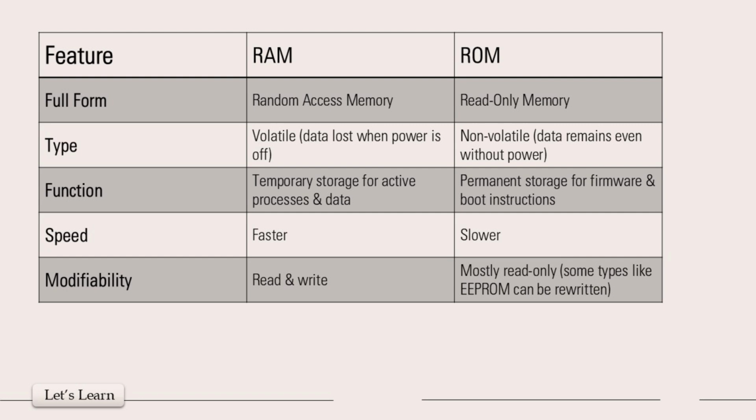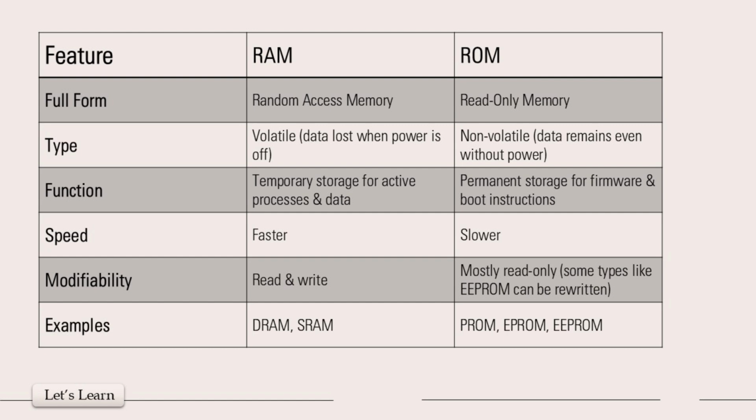For example, when you type a document, the data is temporarily stored in RAM and can be changed freely. However, the BIOS firmware stored in ROM is rarely updated and remains the same for a long time. Finally, let's discuss the last point, examples of RAM and ROM.